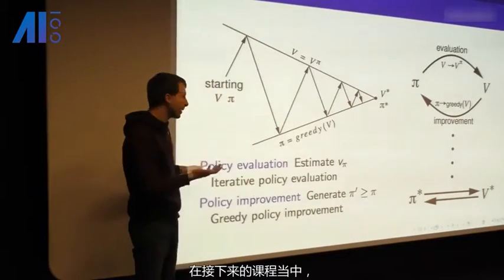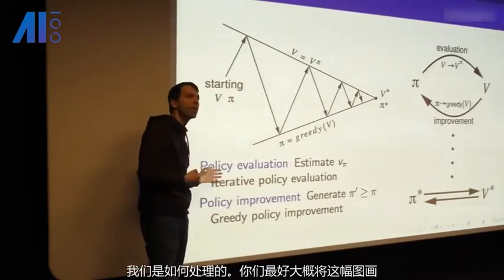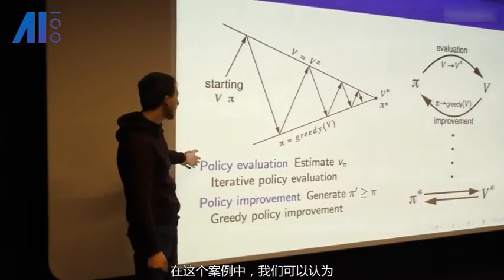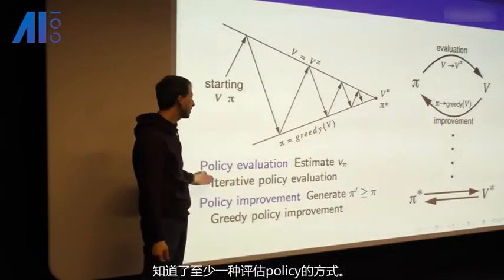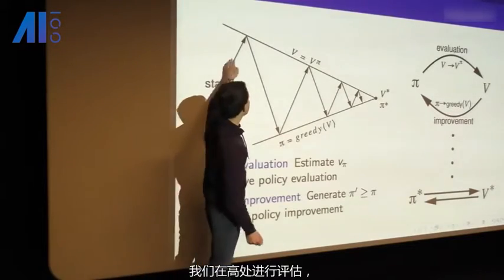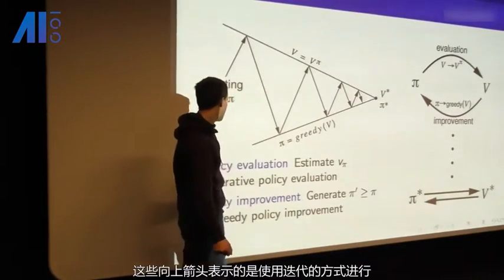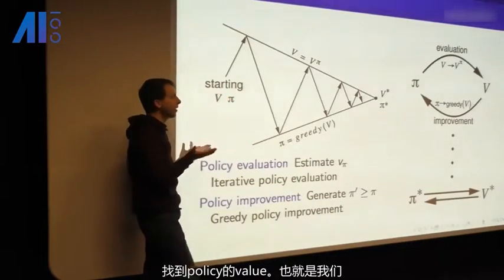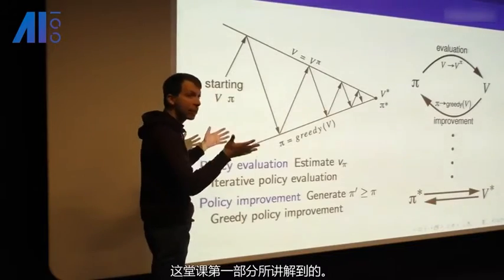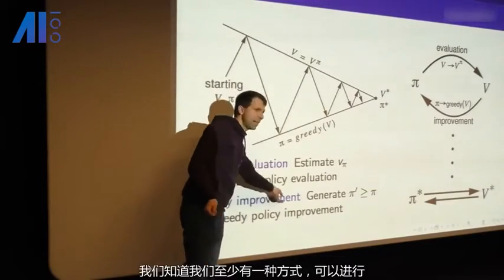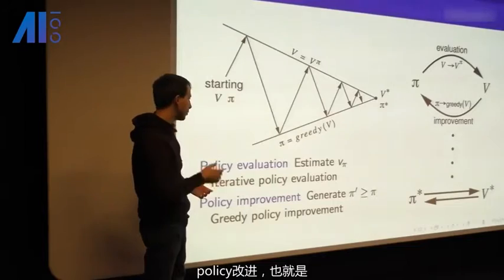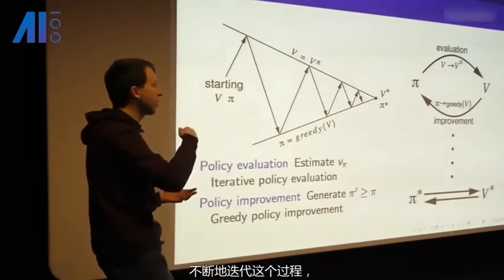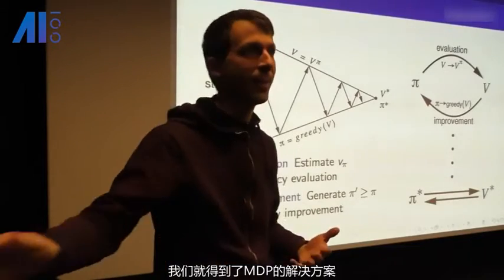What we're going to see over the coming lectures is how we can substitute in different components here. But we'll keep to roughly this picture, in more and more sophisticated ways. In this case, we've seen at least one way to do policy evaluation, where we estimate v pi. These up arrows are done using iterative policy evaluation. That was the Bellman expectation equation, iterated to figure out the value of the policy. That was the first section of this class. And now we've seen at least one way that we can do policy improvement, which is by acting greedily with respect to our value function. And so we can just iterate this process, and we have a solution method for an MDP.